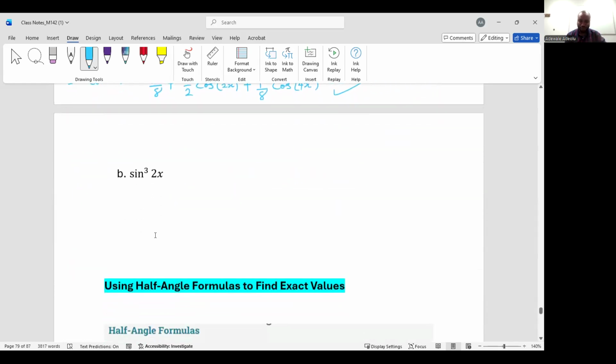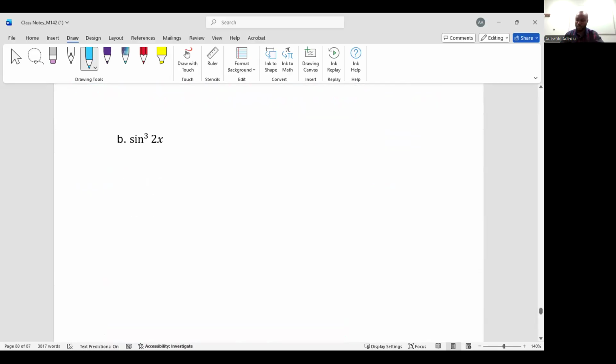Let us take another example. Again, notice that I can write this as sine squared of 2x multiplied by sine of 2x. In fact, there is no problem with this part again, because the power there is 1, but we still have raised to power 2 here.